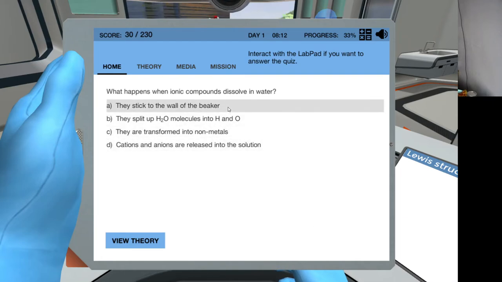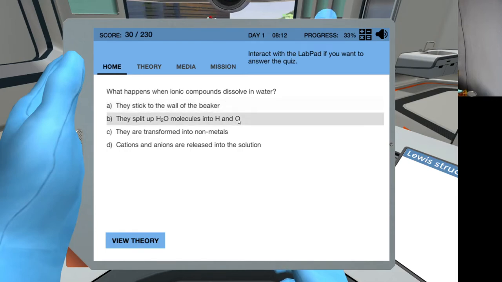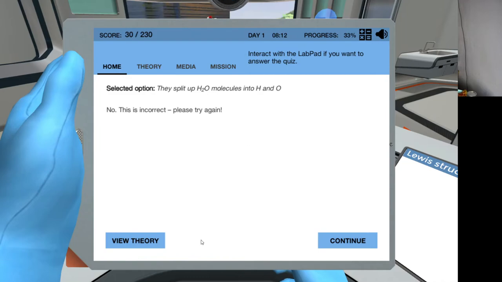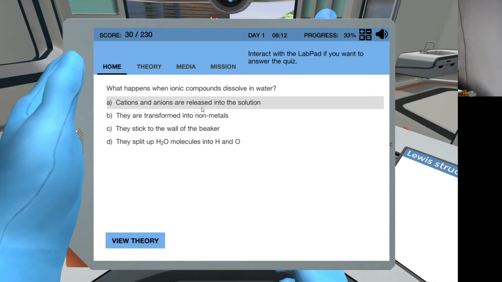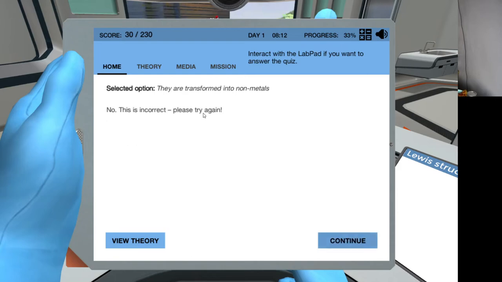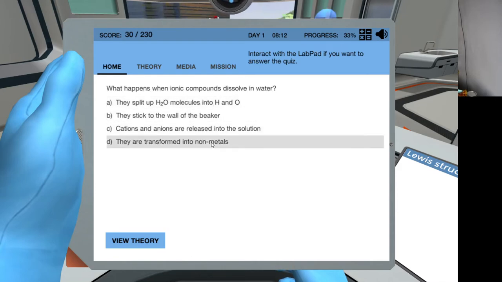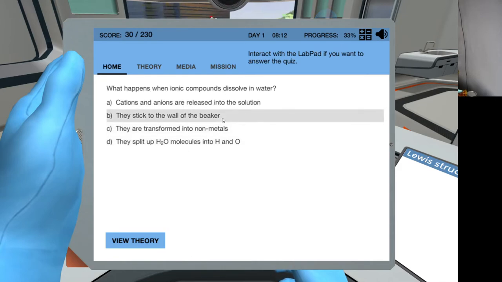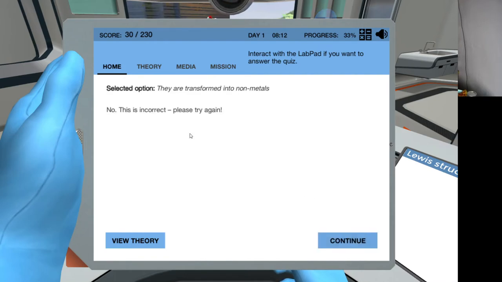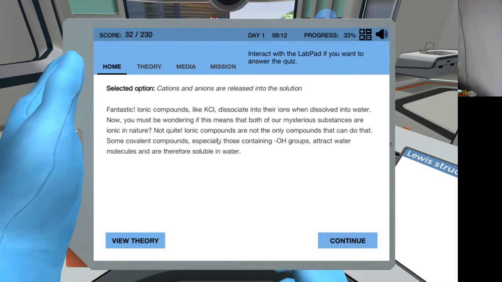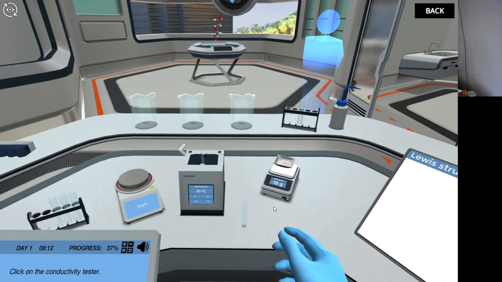I got this. When they dissolve in water, ionic compounds split up, or they... Ionic compounds, aren't those the ones that... No, this is... They attach to the walls of this... No, this. Fantastic.